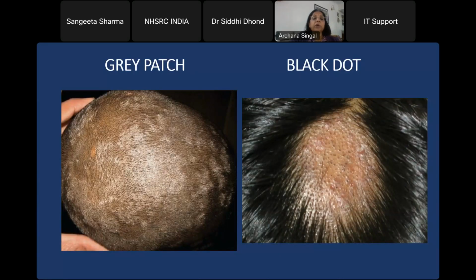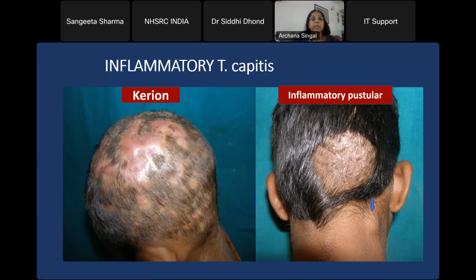So these are different presentations of tinea capitis, meaning tinea infection of the scalp. This is called gray patch when there are multiple scaly patches on the scalp. These are the black dot variant, which lead to breakage of the hair as they come out from the scalp. Next. Then there are inflammatory variants, kerion, where there is abscess formation, and inflammatory pustular. You can see pustules.